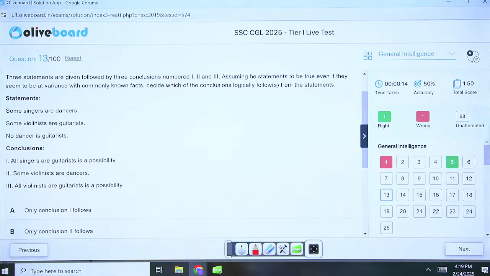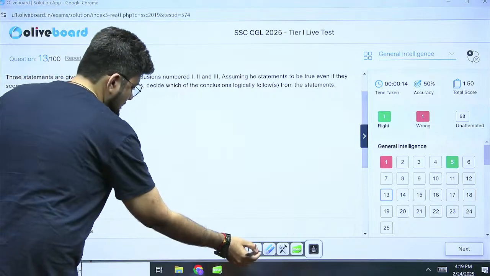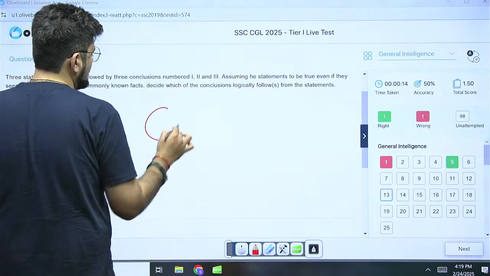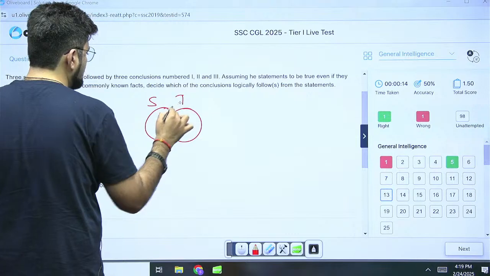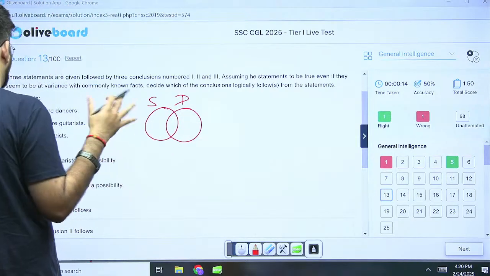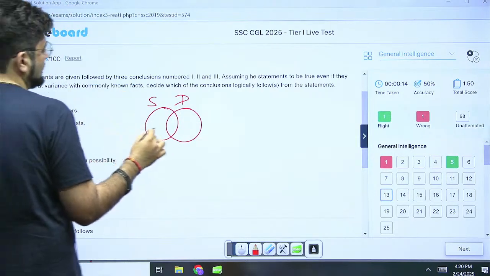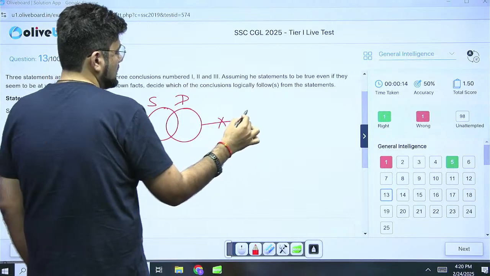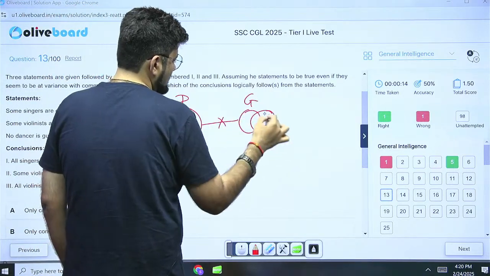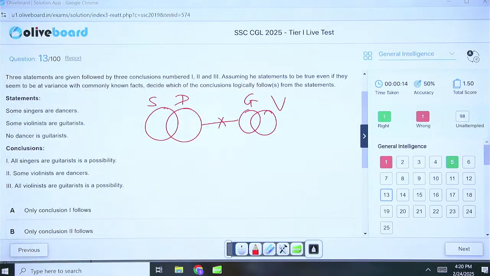Okay. So some singers are dancers. Some violinists are guitarists. Let's not connect it now. No dancer is a guitarist. And some violinists are guitarists. Done? Easy. Now, all singers are guitarists is a possibility.